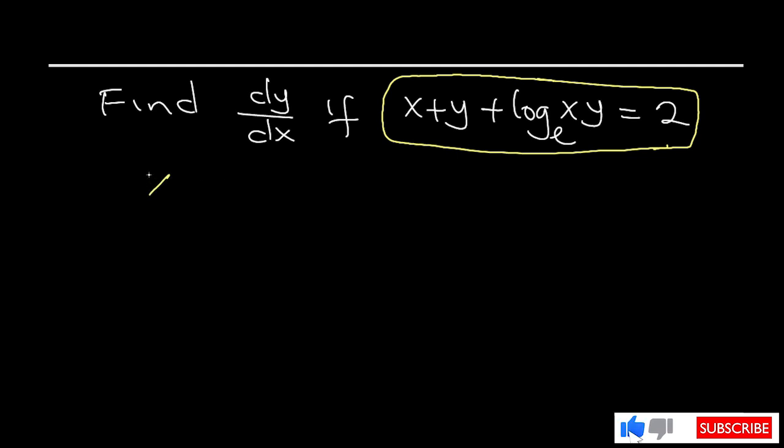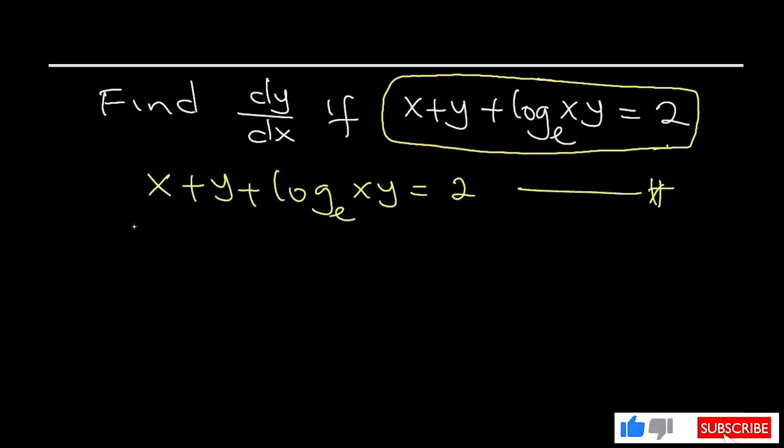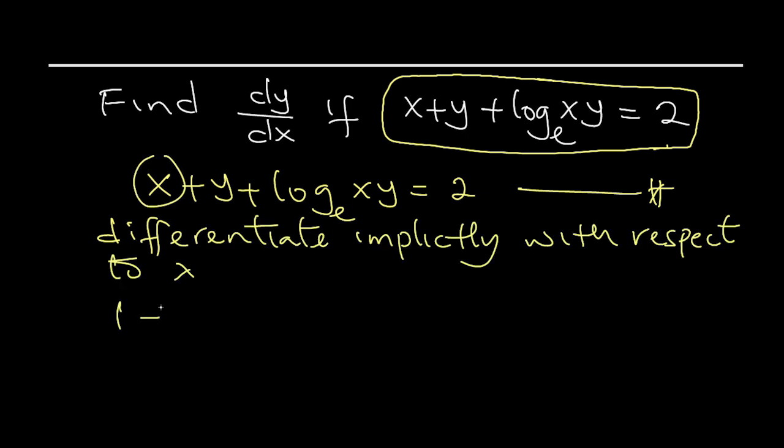Okay, so let's write the equation. Then differentiate this equation implicitly with respect to x. If you do this one, you're going to have 1 plus dy/dx. Then plus, we must be very careful here. This is what we're going to do in that place.